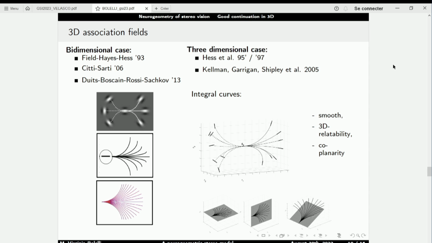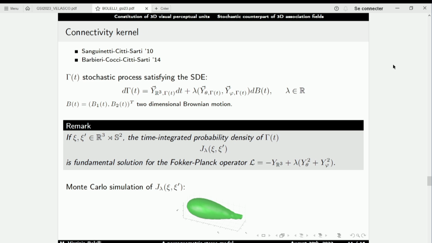Then we can use these curves to identify 3D percepts. How? Well, the first step, according to previous work of Sanguinetti, Citti and Sarti, or Barbieri, Cocci, Citti and Sarti, is to consider the stochastic counterpart of these 3D association fields. In particular, we have considered the following stochastic differential equation, which is characterized by a drift term in the spatial variables and diffusion in the orientational ones.